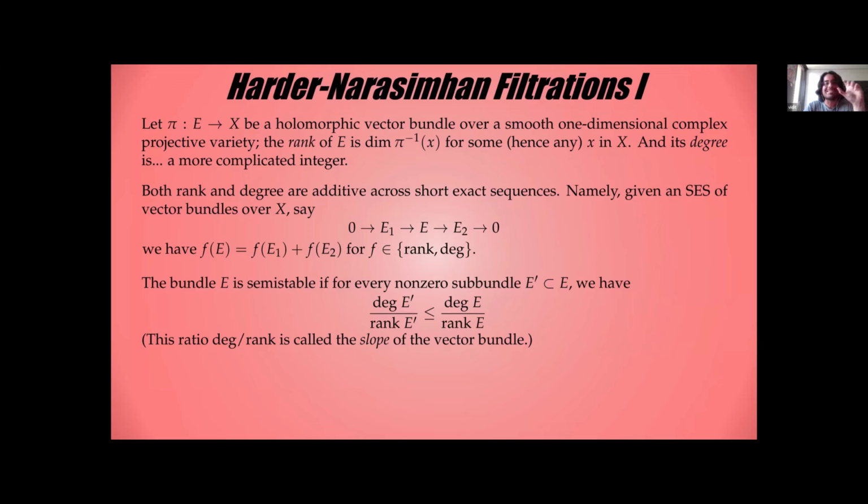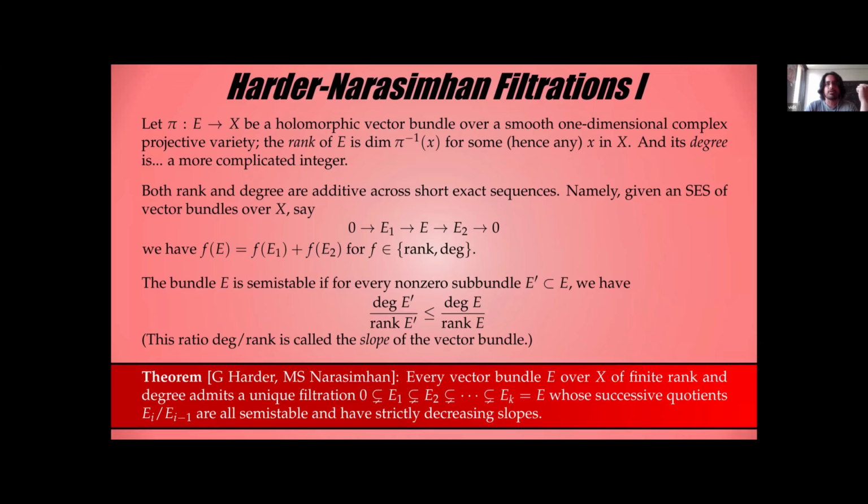And this is the beginning of Harder-Narasimhan theory. So every vector bundle of the type described over X, of finite rank and degree, has a unique filtration, 0 going to E1 going to E2 all the way up to EK, so that the successive quotients are all semi-stable in the sense defined above. So if you take the quotient E_i over E_{i-1} and look at a sub-object of that, it has weakly smaller slope, where slope is defined as the ratio of degree to rank.